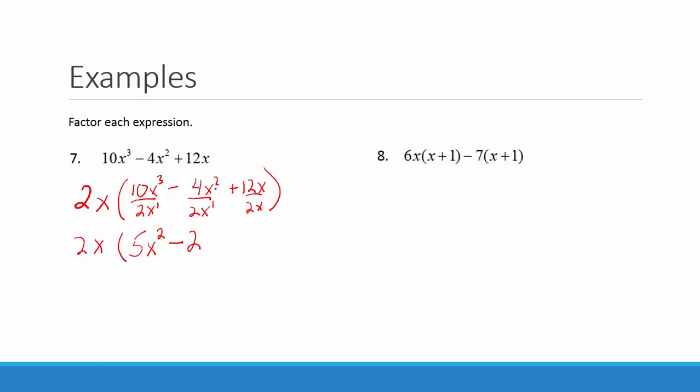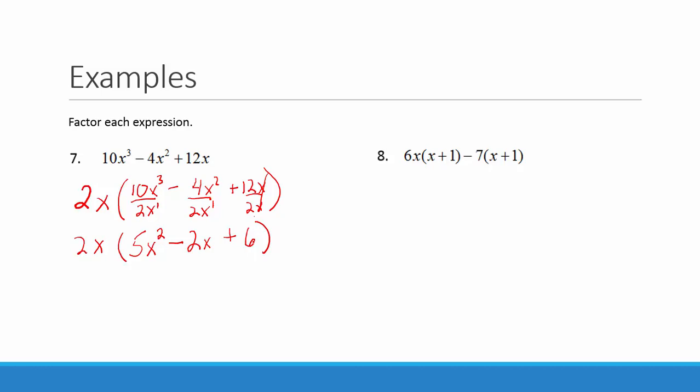And again, we're going to subtract the top exponent. 2 minus 1 is 1. And we don't need to write that. And then 12 divided by 2 is 6. And x over x is equal to 1, or you can say it divides out. So that is our factored form. And you can check distributing the 2x through the parentheses will give you back the original problem.